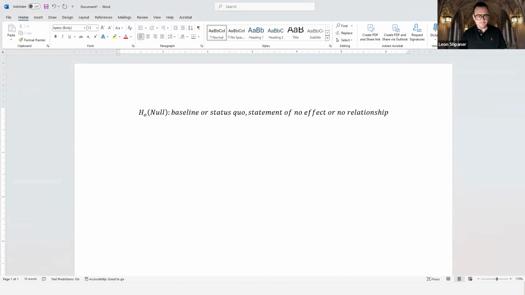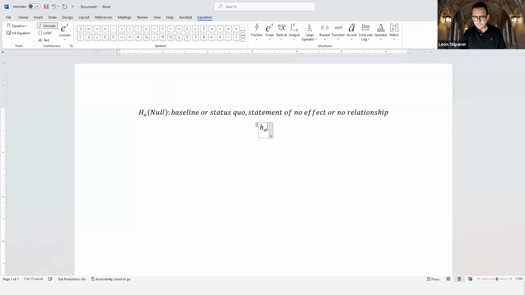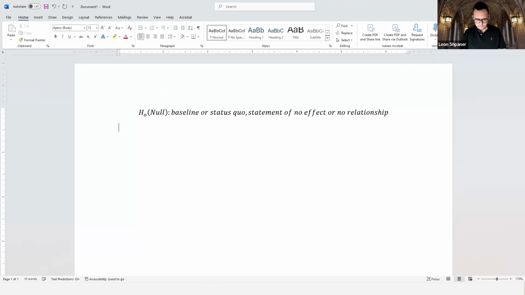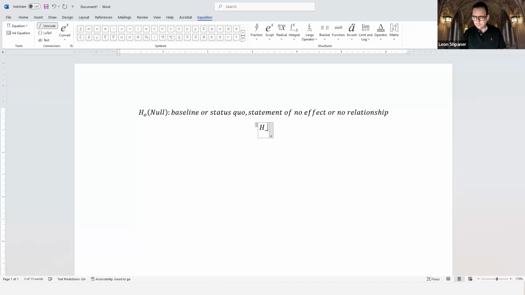Then you have your alternative hypothesis, H sub A or H sub alpha, which is basically a counter to what you said in the null. This is what you actually want to provide evidence for. It's a statement that there is an effect, that there is a difference, there is a relationship.